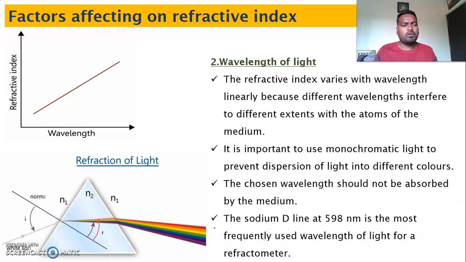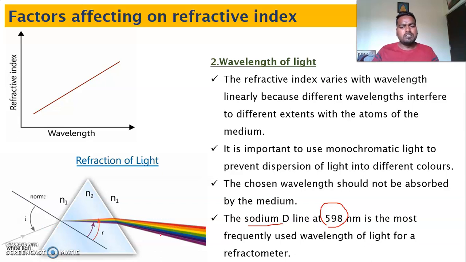Monochromatic light is one which has a single wavelength. So usually in refractive index studies we use the sodium D line of wavelength 598 nanometer. That is, to measure the refractive index of a liquid, we are going to use a sodium vapor lamp of wavelength 598 nanometer.